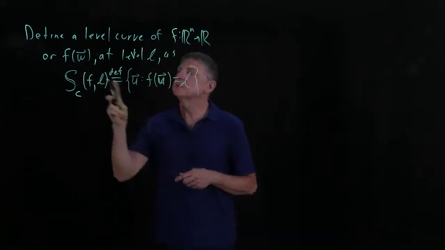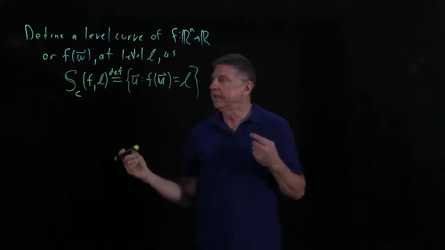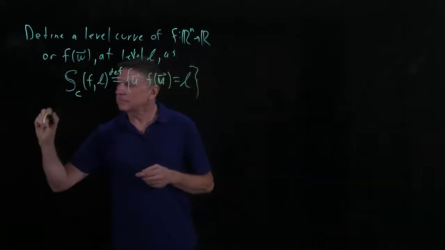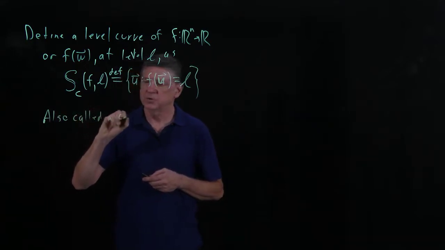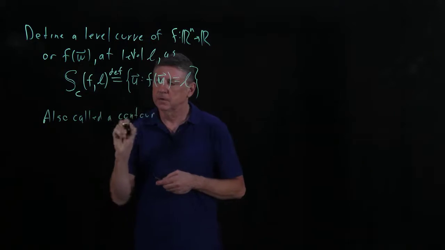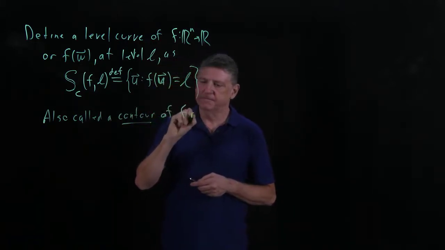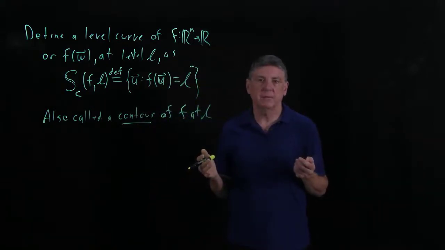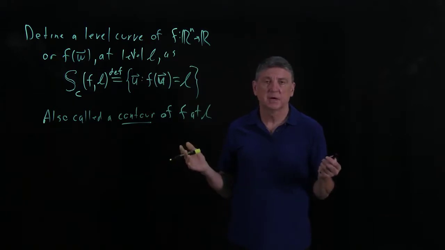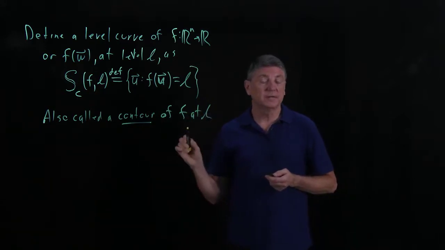So this is a slightly complicated definition, but the idea basically is that this is also called a contour of F at that level. And if you've seen contour maps, for example, topographical maps of an area where you might want to go hiking, a contour map is a group of level curves.